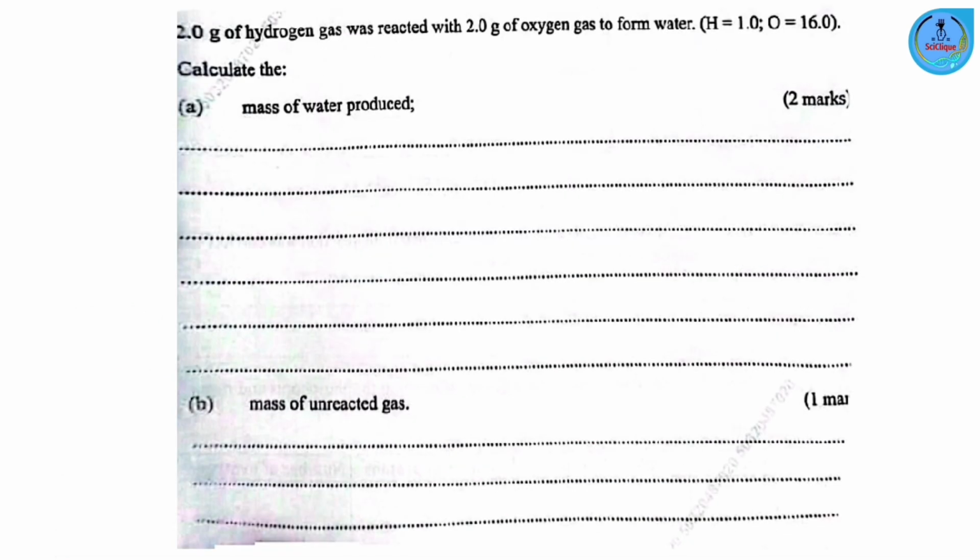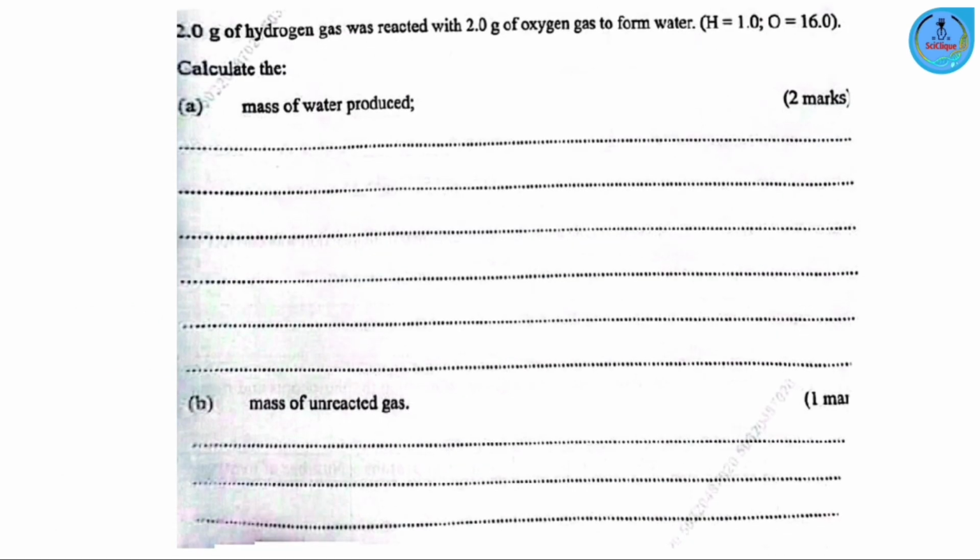Moving on to our next question. 2 grams of hydrogen gas was reacted with 2 grams of oxygen gas to form water. Calculate the mass of the water produced. Now, before we calculate the mass of water, we need to have a balanced chemical equation. This is going to act as our guide. So there we have it.